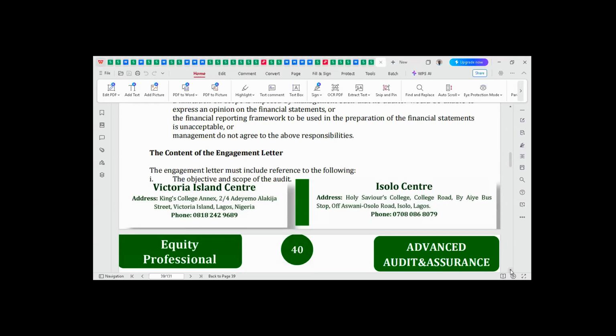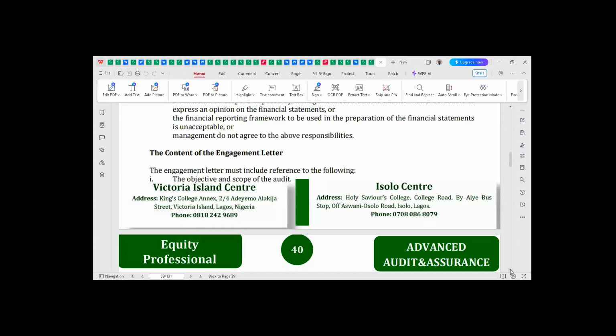So we proceed. The next one to look at is the content of the engagement letter. Like I said, before you start your audit engagement, you must ensure that letter of engagement is signed, okay, by the client management. So these are some of the information, like I said, is not exhaustive. These are some of the information or content of the engagement letter. Number one, in the agreement letter, you will have the objective and scope of the audit.